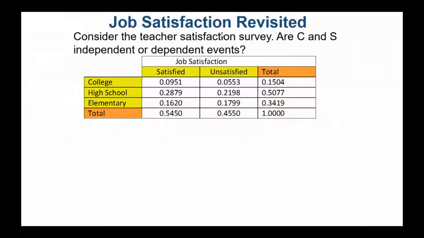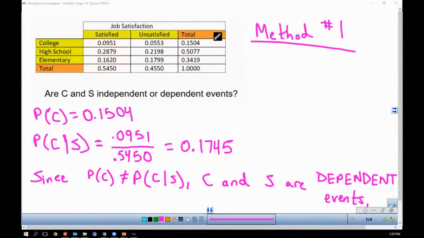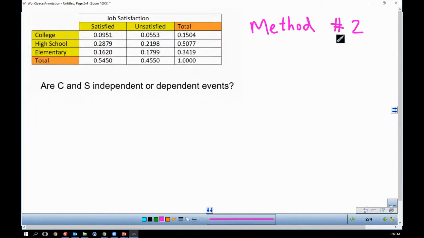There you go. Okay, so let's go back to our job satisfaction survey. Now we're going to look at another way to determine if C and S are independent or dependent. We already kind of know the answer, but let's do the second method now. Method number 2.